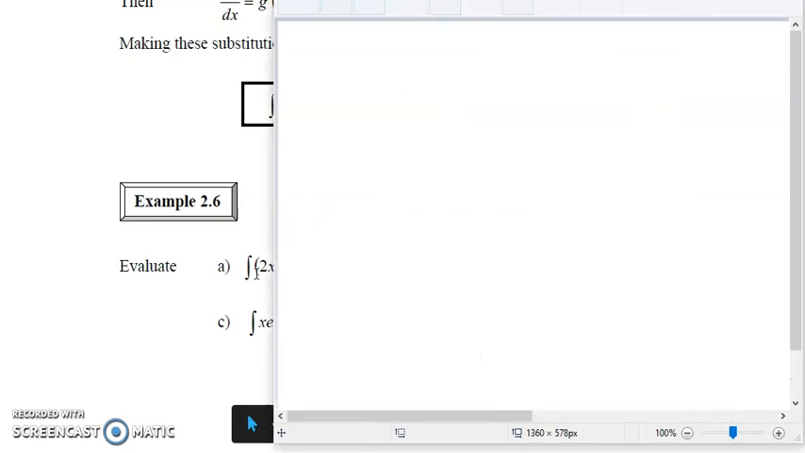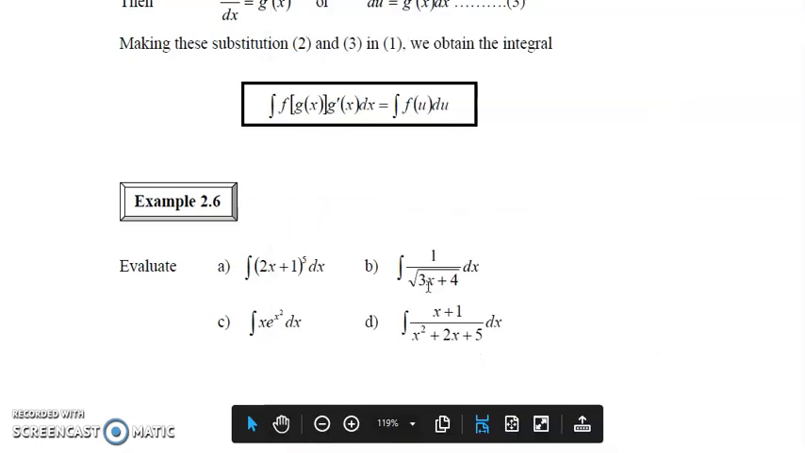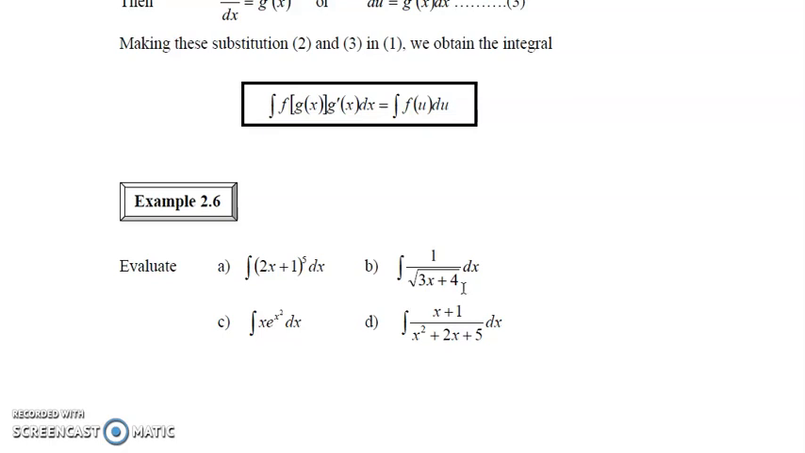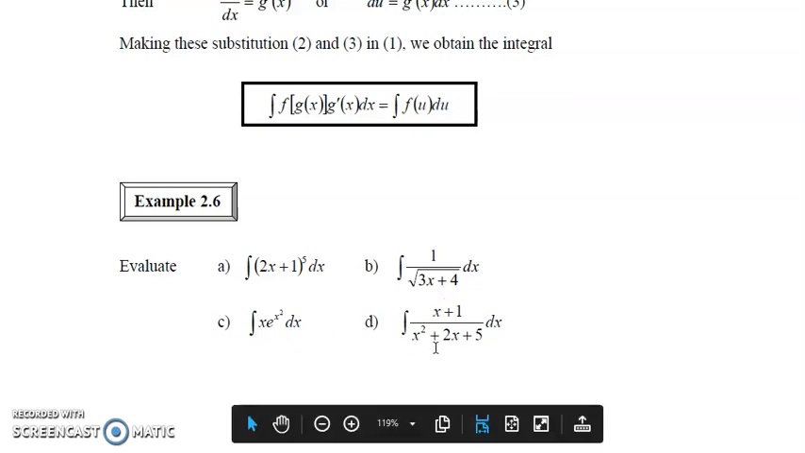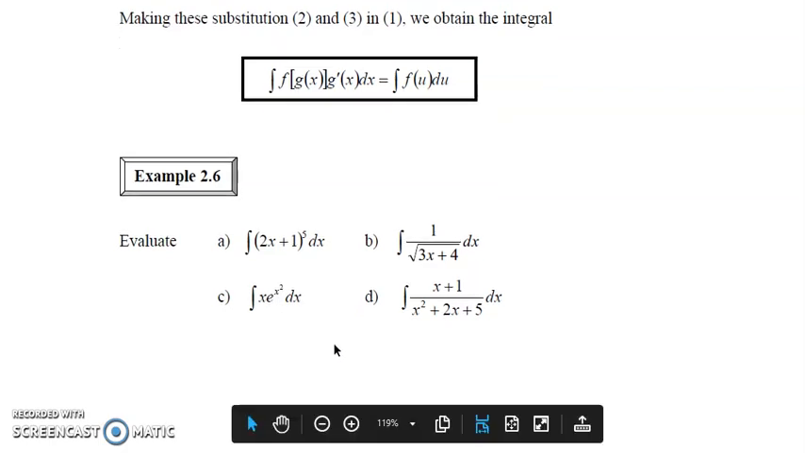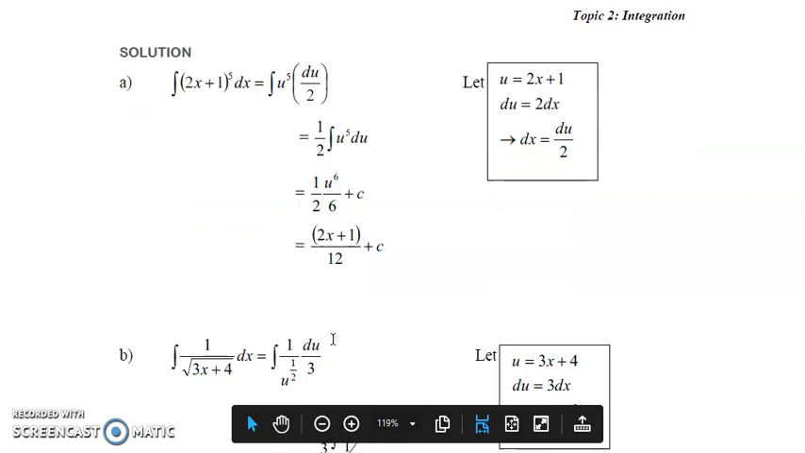As for question B, try to look over here. You'll have 1 over square root of 3x plus 4. So we are going to let u be 3x plus 4. If you have any rational function, usually we let our denominator be u. It will be the same way as question D. We are going to take the denominator as u here. And then we have question C, which is x e power of x squared. So let's just see it together.